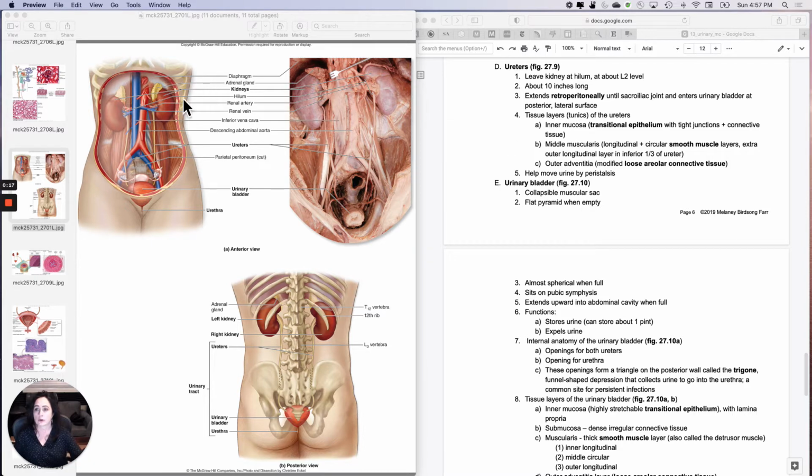The ureters are going to leave at the hilum, right? Which is around L2 level. They are usually about 10 inches long. Generally speaking, the right kidney is a little lower, and therefore the right ureter is a little shorter. That's just because of how the liver sits in there.